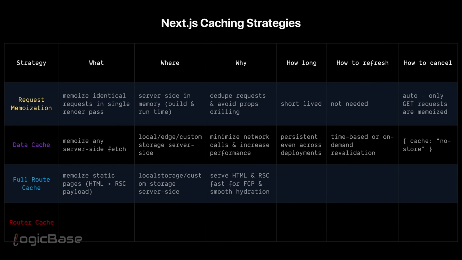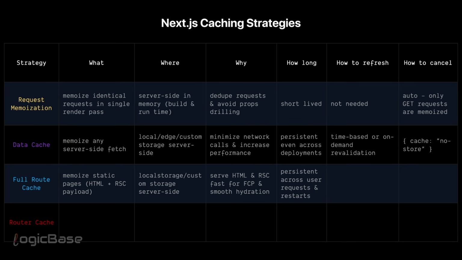Then, when the RSC payload arrives, the React tree is built on the client side. After that, the required JavaScript loads to hydrate the page. But it all starts with the HTML template being served instantly and FCP getting ensured. And that's where full router cache plays a fantastic role. The next question is, how long does it last? In other words, what's the duration of this cache?